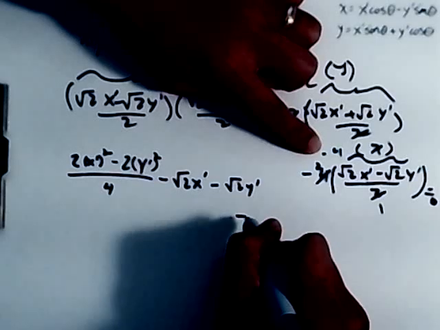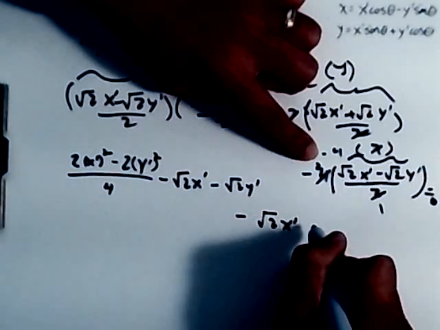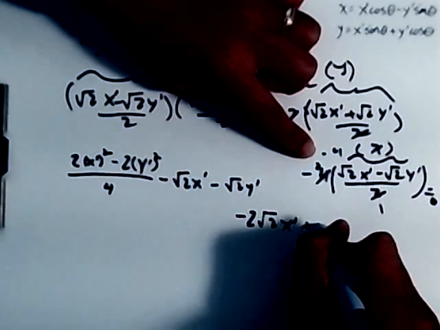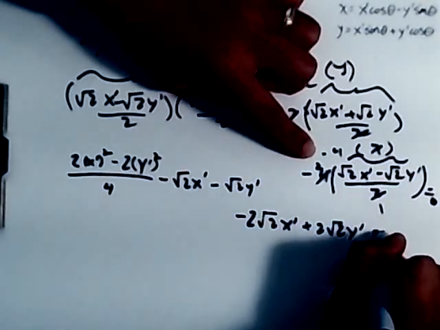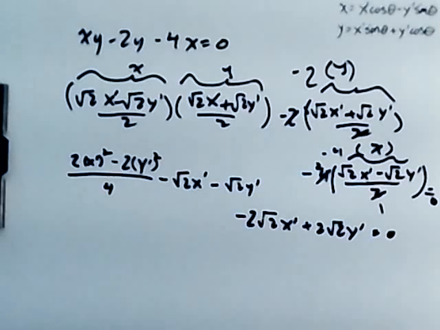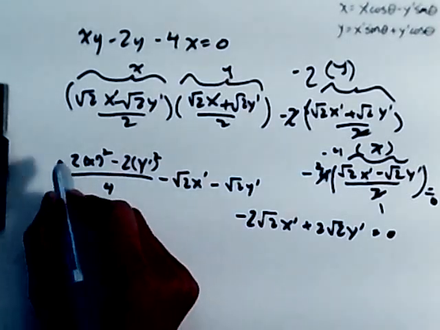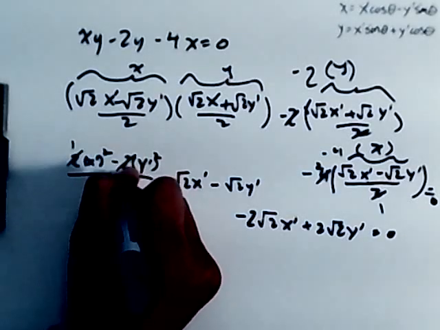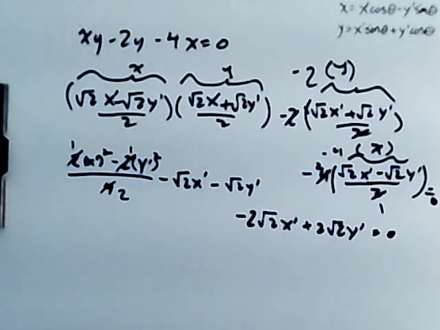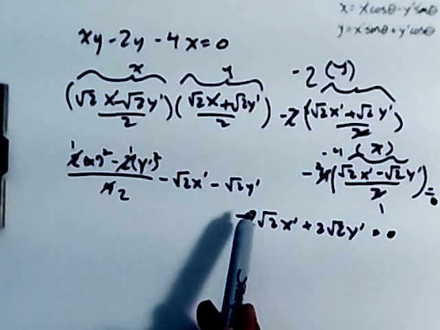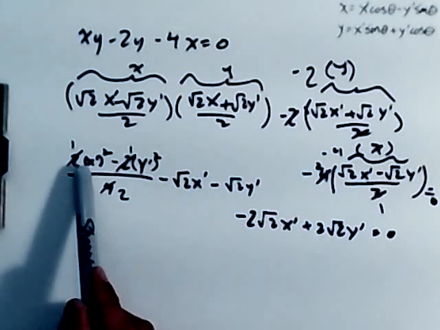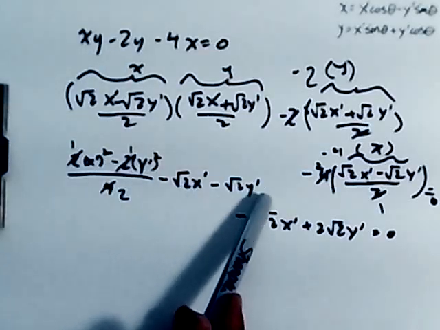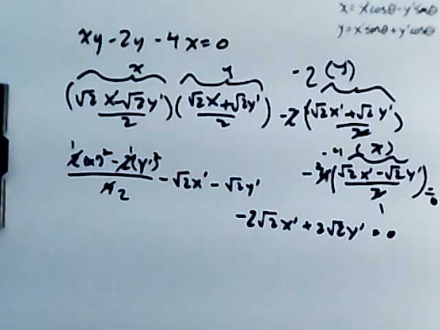So minus root 2 x prime, 2 root 2, excuse me. And then plus 2 root 2 y prime is equal to 0. So far so good. We're going to cancel that out. It's going to be a 2 and a 1 and a 1. And something happened. You notice there is no xy term anymore. Everything's cancelled out to be x primes and y primes.